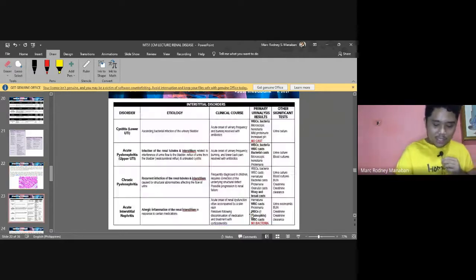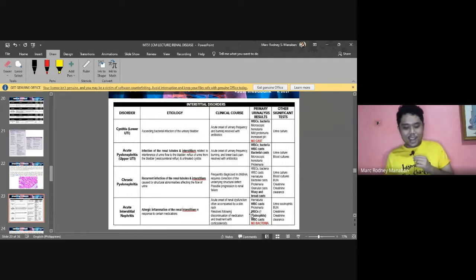Alright. So we now look at the different diseases. So you have cystitis. What is cystitis? The inflammation of the cyst. Charot. Again, infection of the bladder, inflammation of the bladder, an ascending bacterial infection of the bladder. Again, this is the lower UTI. Of course, the clinical course is acute onset, you keep urinating, with increased urge or increased frequency of urination and burning when urinating. And of course, it is treated with antibiotics.